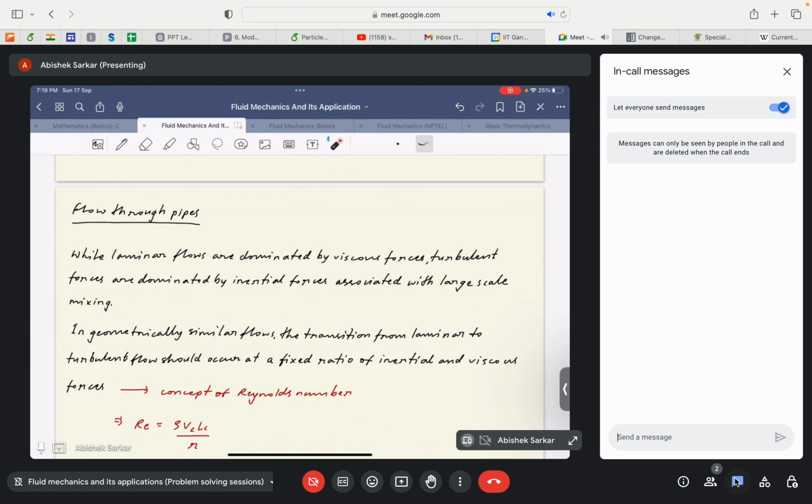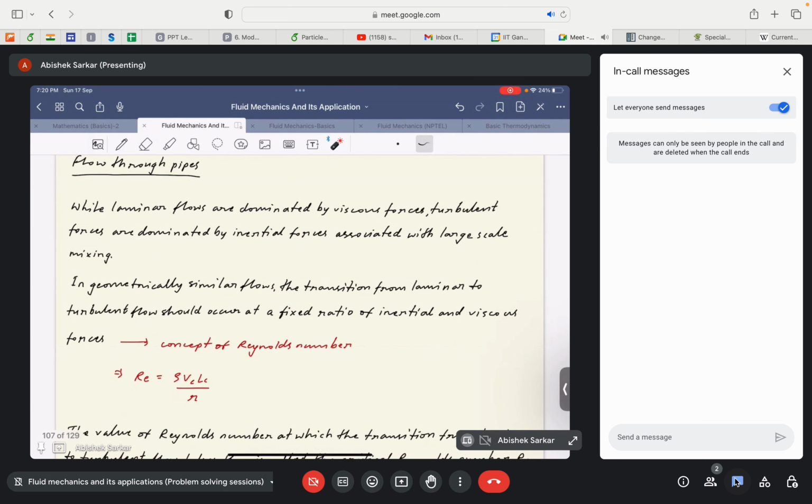Okay then. As I told you, today's session will mainly focus on the topic of flow through pipes. As I already mentioned, I cannot emphasize enough how important this topic is from the perspective of an engineer. So okay, let's go to it.